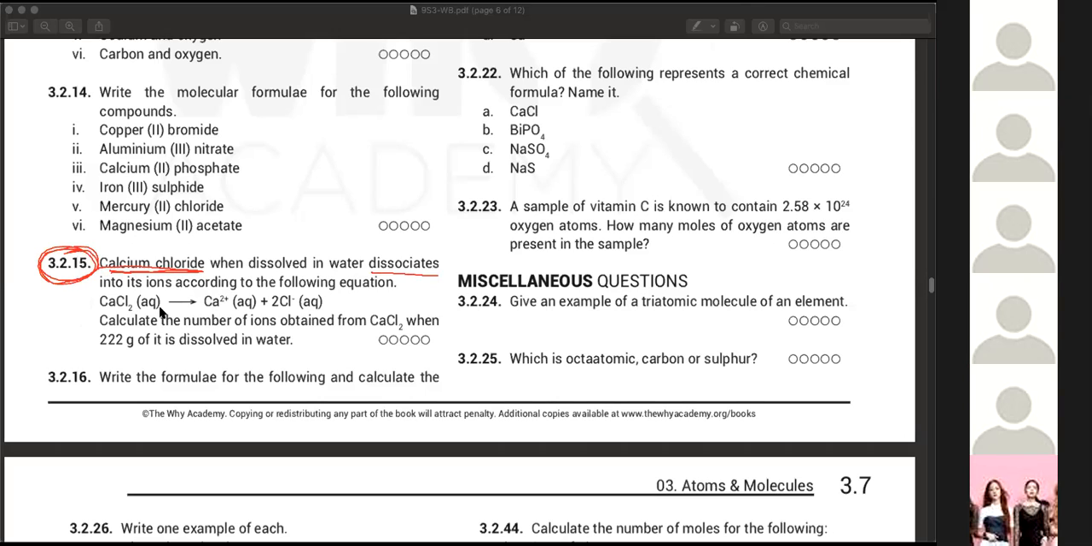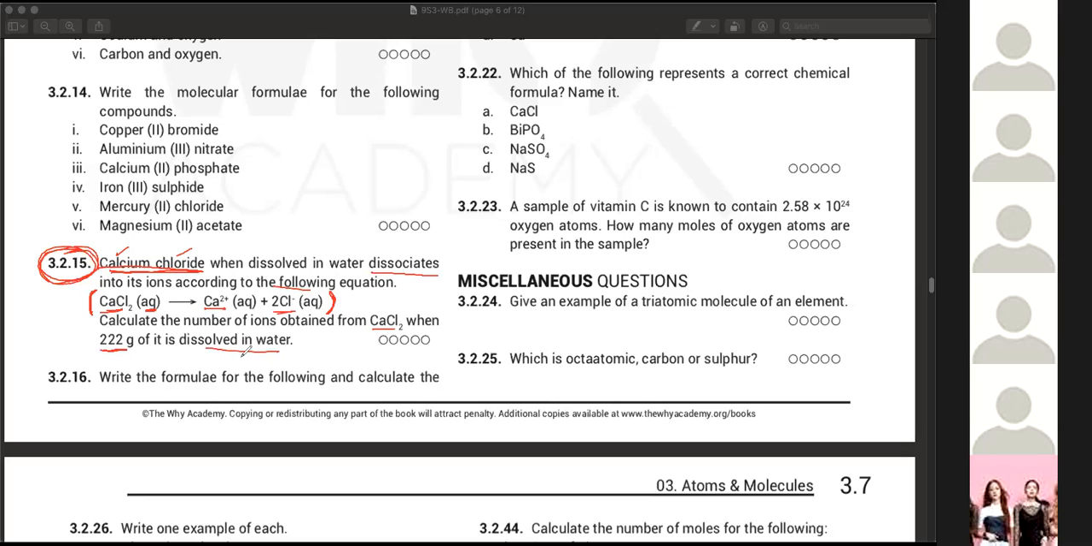Ma'am, calcium 2 plus and Cl minus. Yeah, so calcium ions and chloride ions according to the following equation. So CaCl2 bracket में AQ का मतलब है aqueous, मतलब it is dissolved in water, gives Ca2+ and 2Cl minus. So this is what you're going to learn in 10th standard, like how to write and how to read these kind of equations. So don't worry about that. But yeah, CaCl2 is splitting into Ca2+ and Cl minus. So calculate the number of ions obtained from CaCl2 when 222 grams of it is dissolved in water.